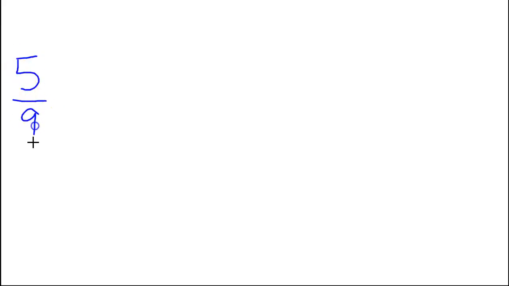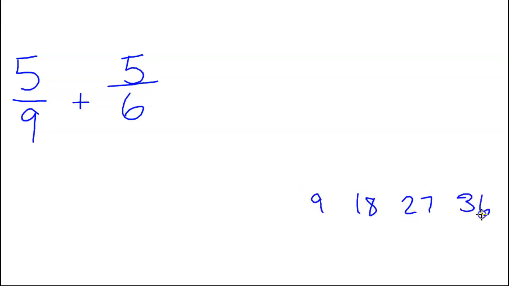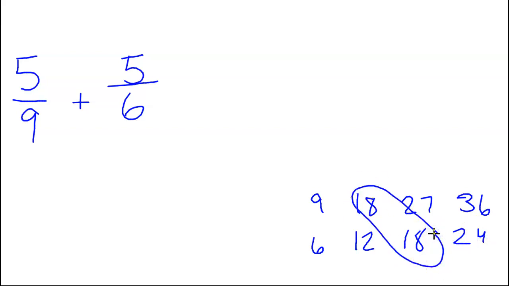Let's say I had 5/9 plus 5/6. Now, we absolutely could do 9 times 6, and we'd get a common denominator of 54. But that's awfully large, just an awfully large number of pieces, and we're going to have to simplify. So again, let's use those multiples to help us. Multiples of 9: 9, 18, 27, 36. I could keep on going if I need to. Multiples of 6: 6, 12, 18, 24. Which one do they have in common? 18. They have 18 in common.